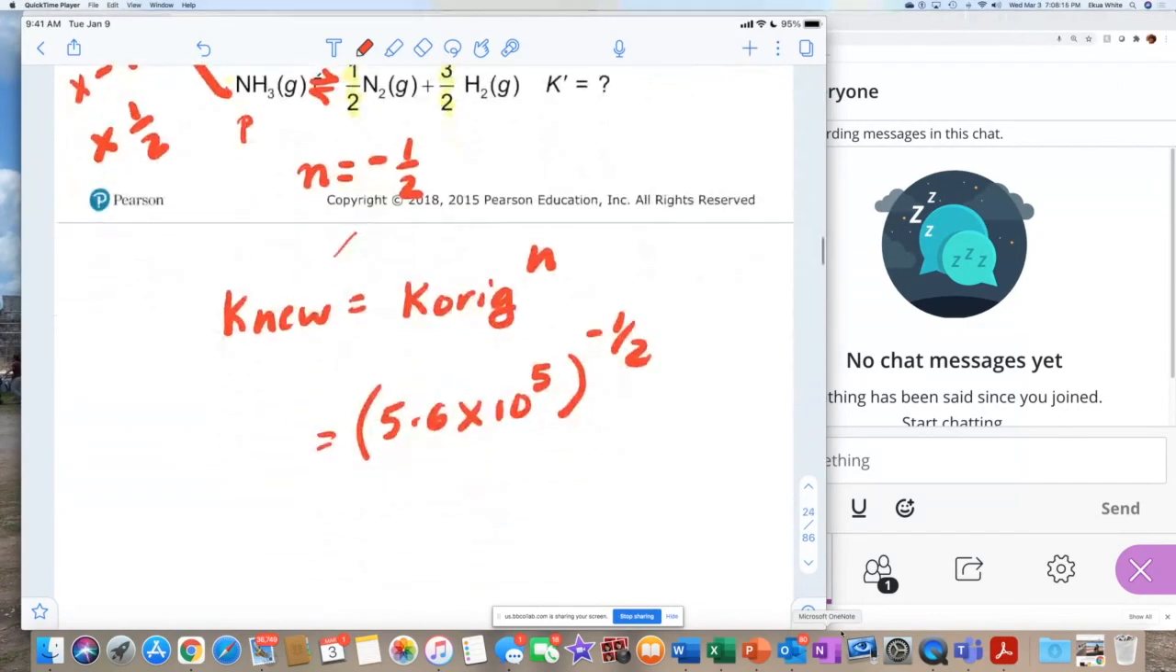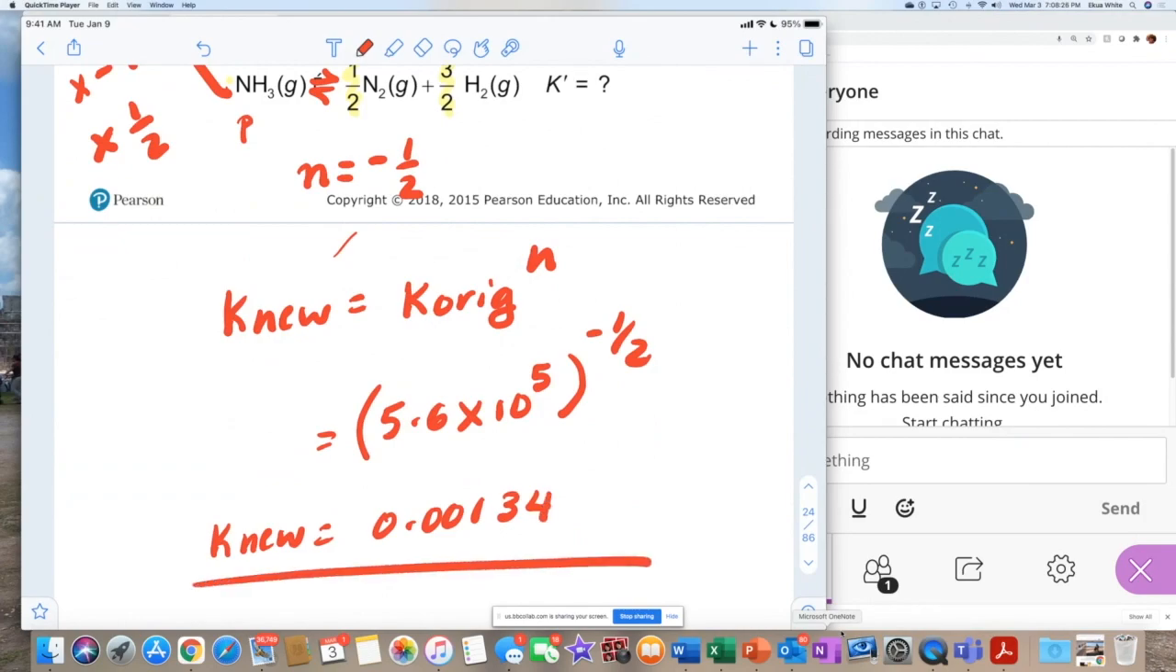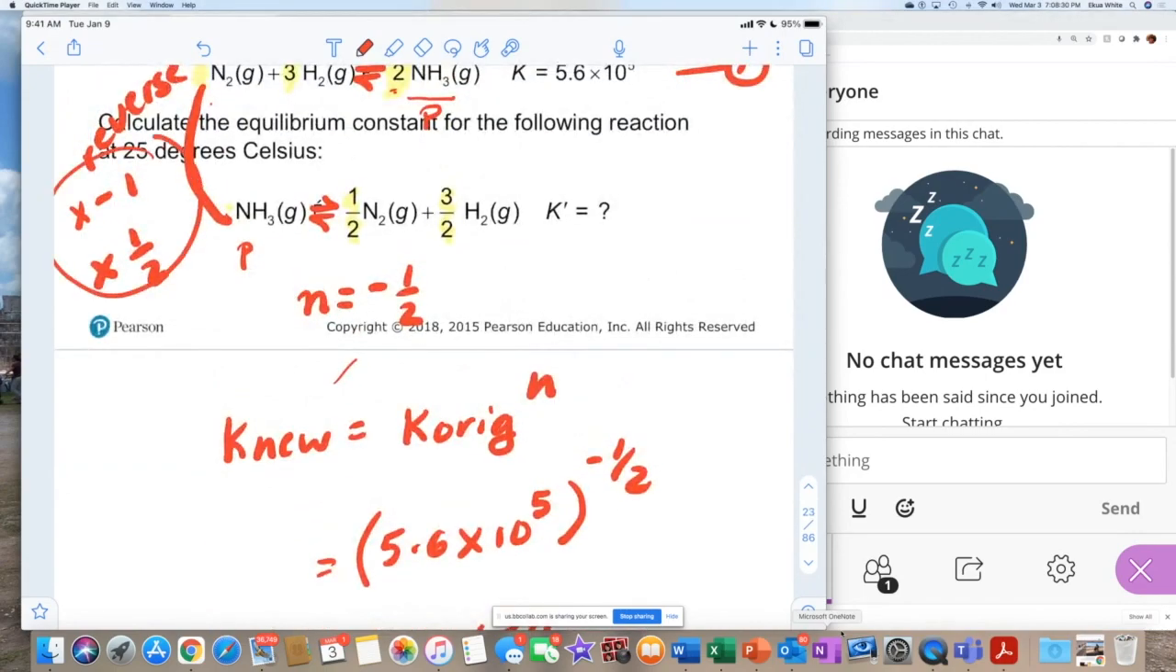Okay, so I do all this. I put it in the calculator and I get my new k for my new equation as 0.00134. Yeah, this is what I get. All in one step because I figured out what was done to the first equation to get the second one. It was multiplied by -1, then was multiplied by 1/2 to get this.